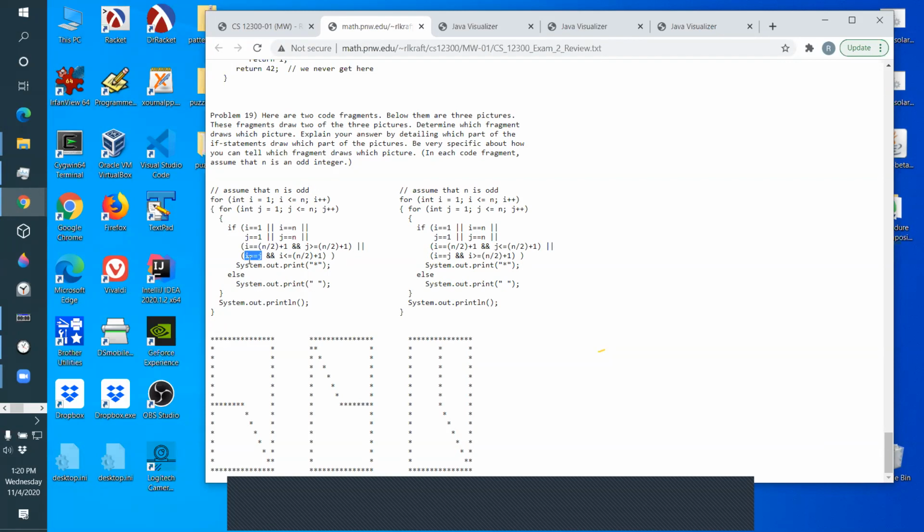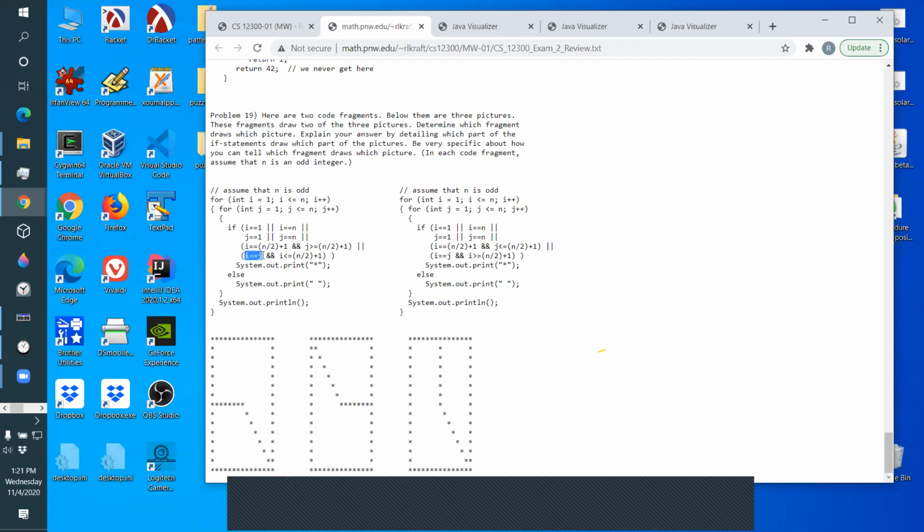This guy by itself, I equal J, what does it by itself do? The row number and the column number are equal. So it checks to see if it's in the same row and the same column. And what word do we use for all the stars on the same row and same column? The diagonal, yeah. There's the check for the diagonal.